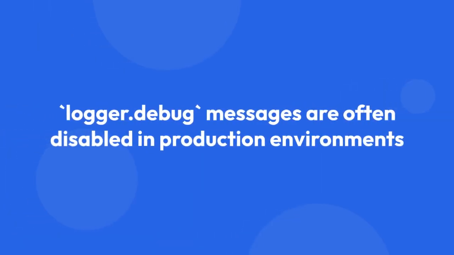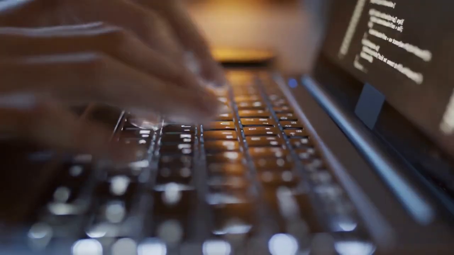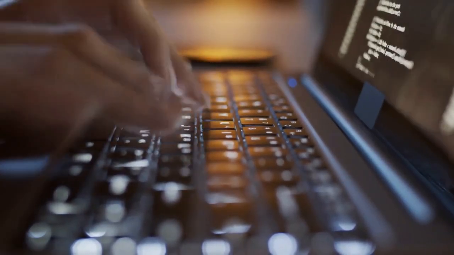5. Finally, the verbosity of logger.debug messages means they're often disabled in production environments to avoid overwhelming log files and reducing performance. Logger.info messages, being more concise and impactful, remain enabled to track crucial system events.